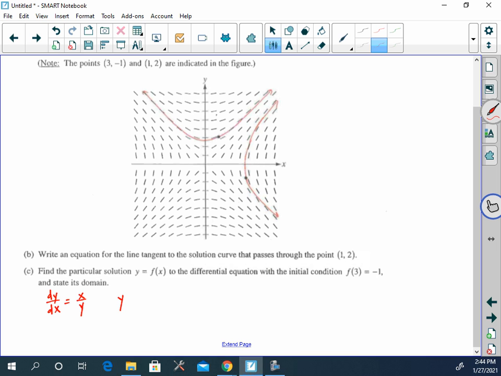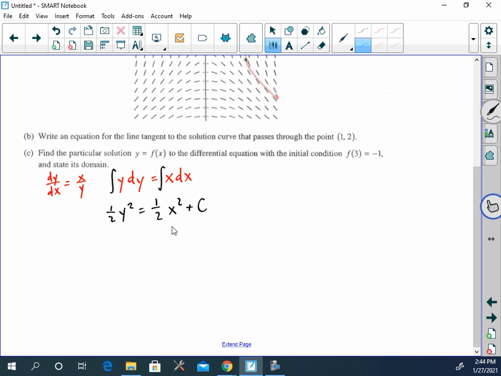Okay, so if we cross multiply, we get y dy equals x dx. And then integral both sides, and it sounds like you got this stuff worked out. Alright, then I'm going to try to get the y by itself, so I'm going to times everything by 2. So that'll give me a y squared equals x squared plus a new constant. I'll just call it 2c to keep it simple. And then when I square root, it's plus or minus the square root of x squared plus 2c.